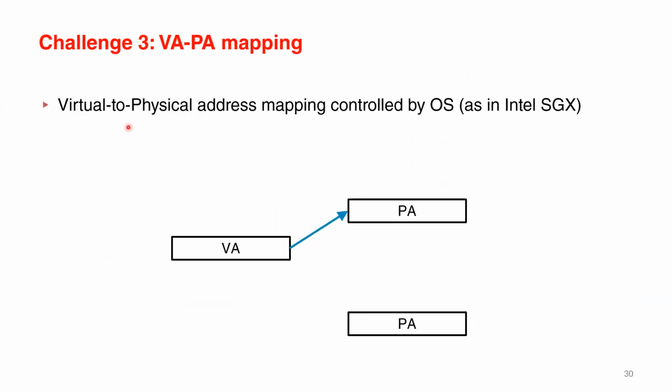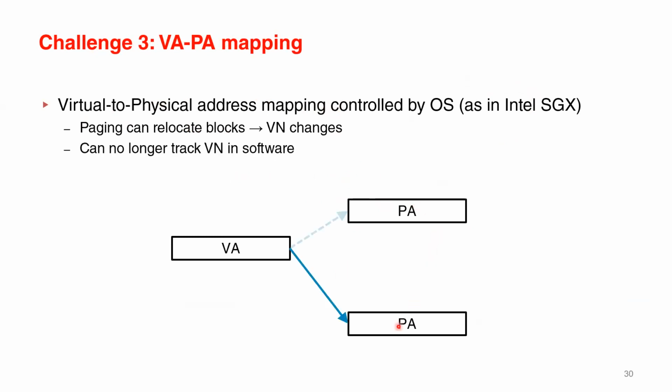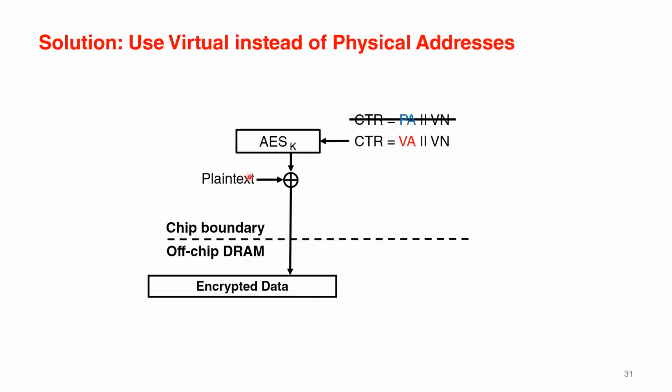The third challenge, which I will briefly describe, revolves around the virtual to physical address mapping, which is controlled by the OS in today's TEEs. Paging by the OS will cause a memory block to be relocated to a different location, which will obviously cause the VN to be changed. Whereas again, we are tracking the VN in software, so we cannot allow the VNs to be changed independently of the software. To avoid this, we propose to use the virtual address in the encryption mechanism.